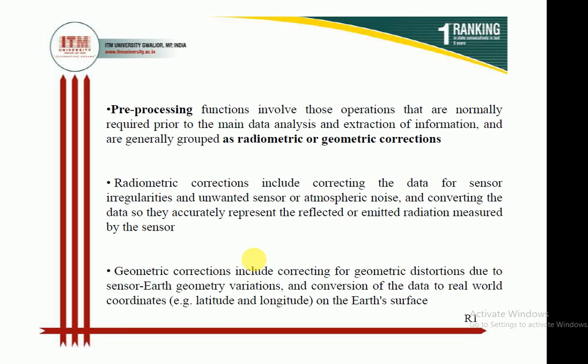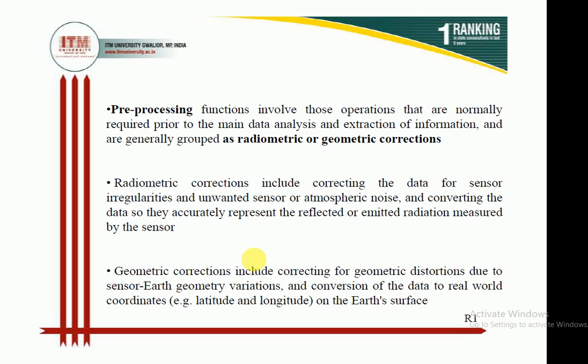So in the pre-processing stage, there are two sorts of correction which are done. The first one is the radiometric correction, and the second one is the geometric correction. Radiometric corrections are done for errors caused by sensor irregularity, atmospheric variation, or variation in the altitude of the platform used. If uncalibrated sensors are used, all sorts of erroneous results need to be corrected, and these errors are corrected with the help of radiometric correction.